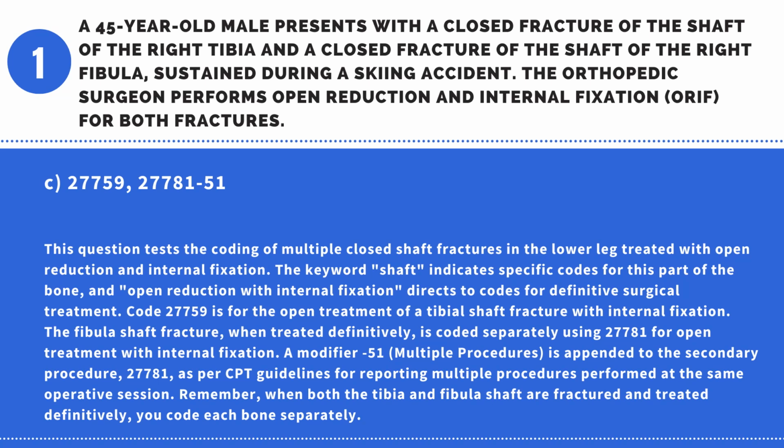Code 27759 is for the open treatment of a tibial shaft fracture with internal fixation. The fibula shaft fracture, when treated definitively, is coded separately using 27781 for open treatment with internal fixation. A modifier -51, multiple procedures, is appended to the secondary procedure, 27781, as per CPT guidelines for reporting multiple procedures performed at the same operative session. Remember, when both the tibia and fibula shaft are fractured and treated definitively, you code each bone separately.